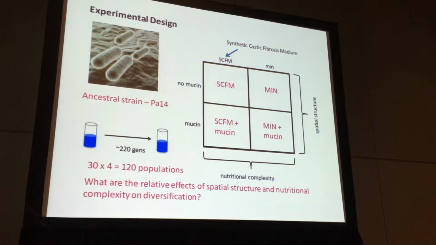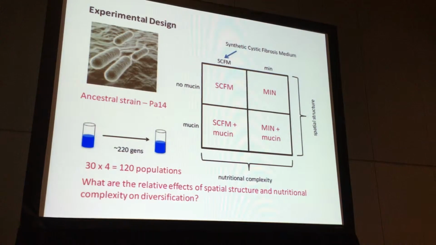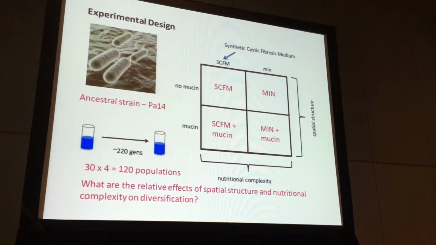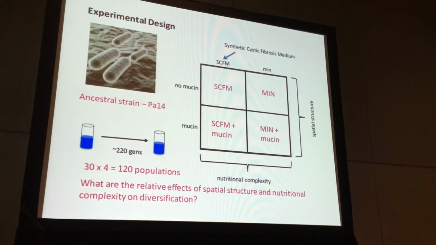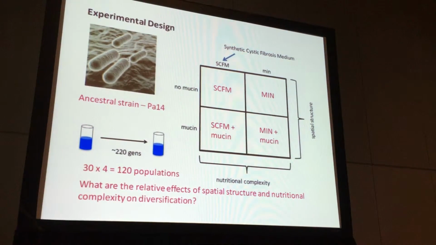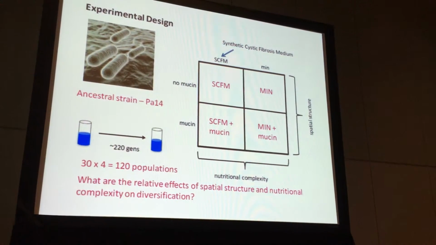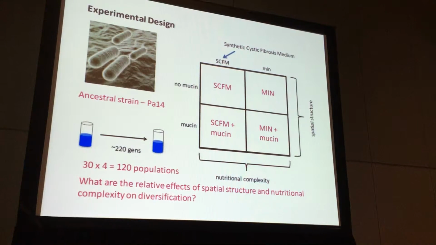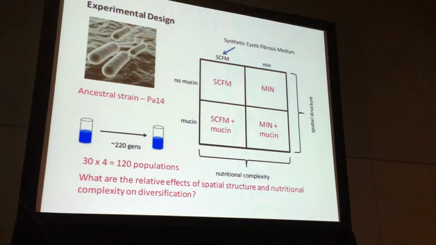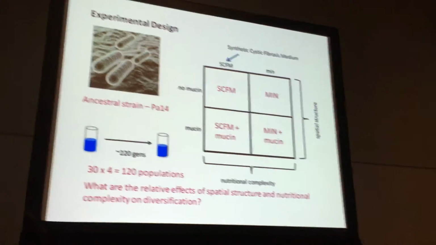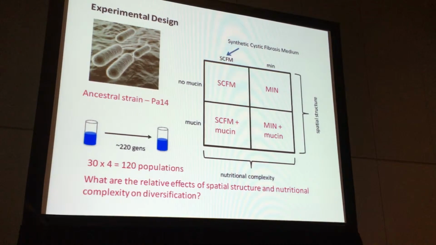I contrasted that with just a simple minimal media. To manipulate the spatial structure of the environment, I simply added mucin, which is the protein in mucus that makes the medium more viscous, just makes a sort of thicker environment. Within these four treatments, I evolved 30 populations for each treatment for about 220 generations, again to ask what are the relative effects of spatial structure and nutritional complexity on diversification.